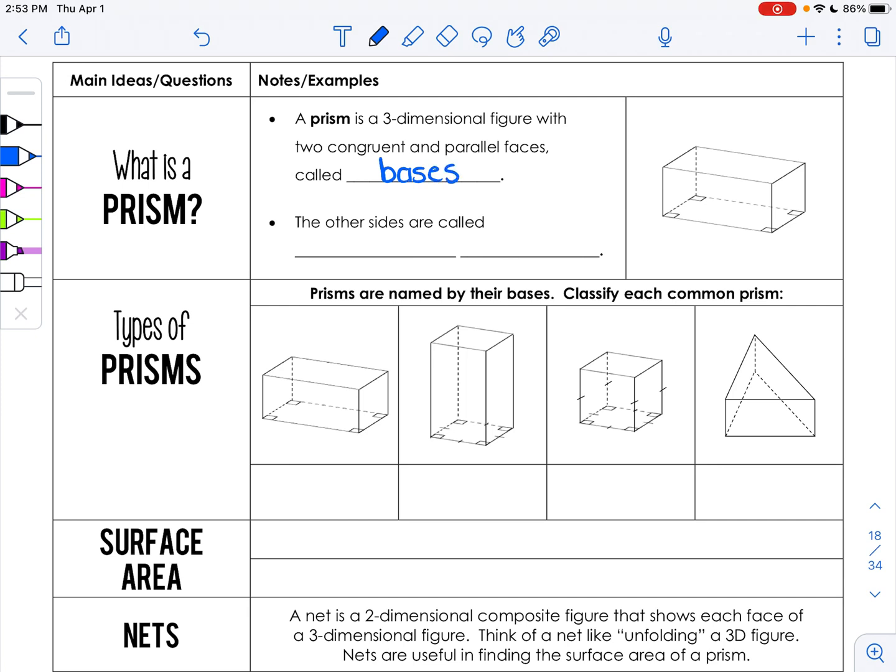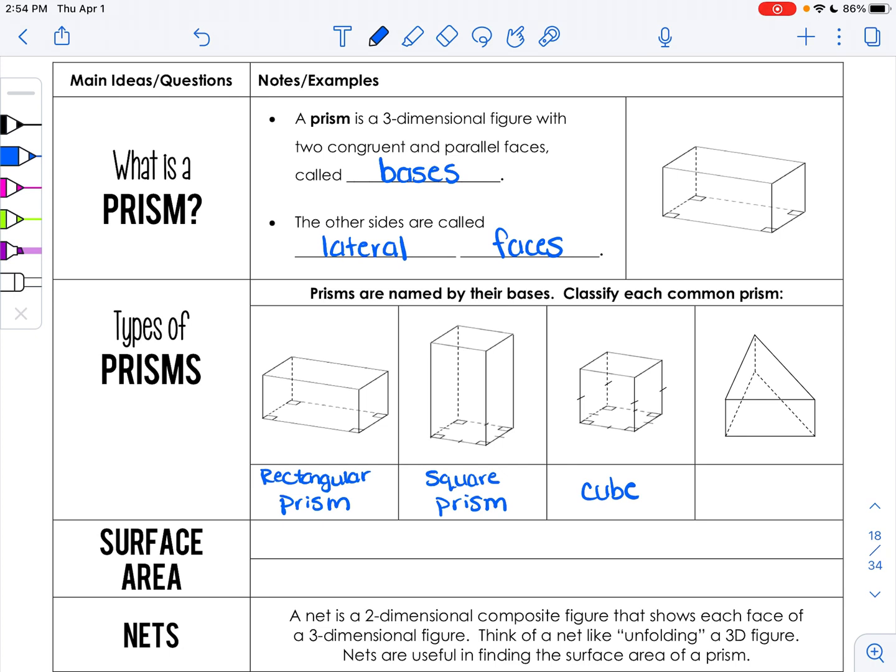The other sides are called your lateral faces. So they're all going to be parallel. So shapes such as a rectangular prism, those bases are going to be a rectangle. A square prism, the base of that one is going to be a square. A cube. The base of a cube is also a square.